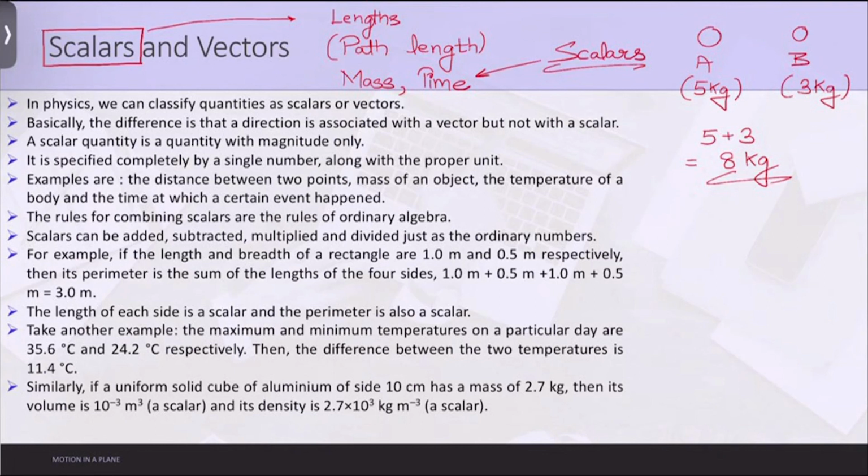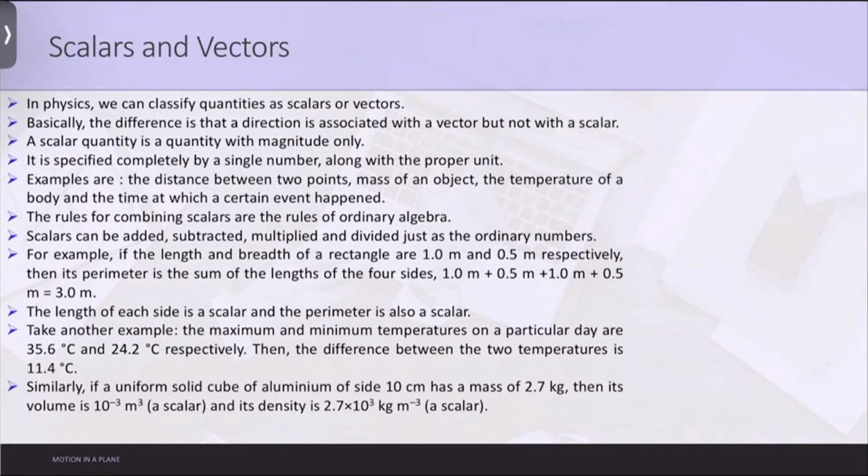Now let us broaden our aspect. So what is a vector? Just a basic analogy. First of all, what was scalar? Let me explain it like this. Scalar and vector. Scalar was having magnitude, and this vector is having magnitude plus direction.